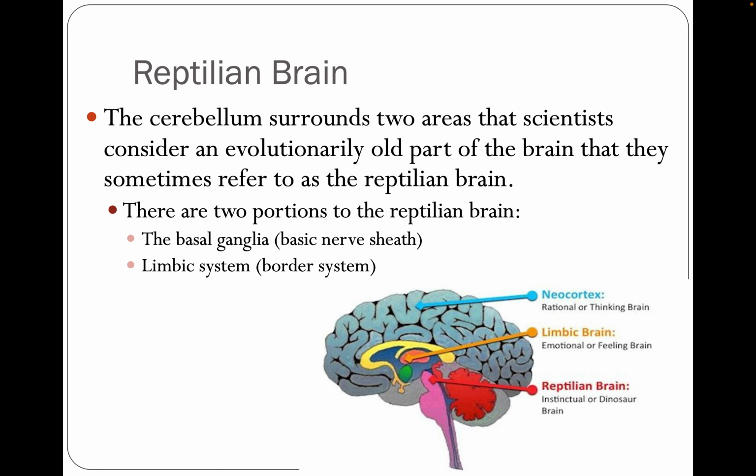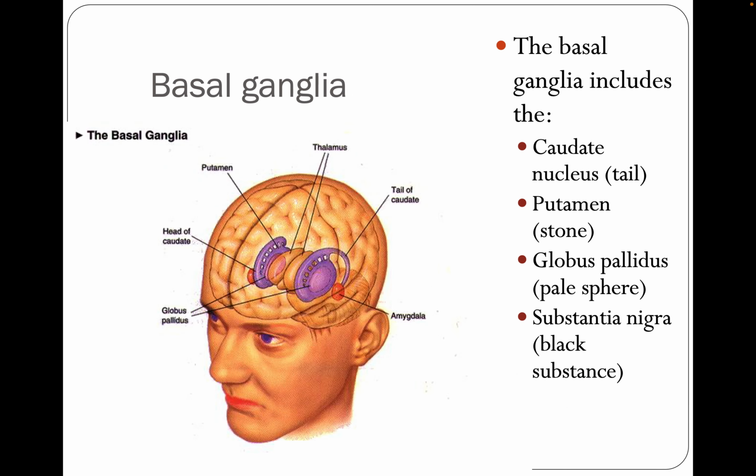The cerebellum surrounds two areas that scientists consider an evolutionarily old part of the brain that they sometimes refer to as the reptilian brain. There are two portions of the reptilian brain: the basal ganglia, which means the basic nerve sheath, and limbic system, the border system. So there are two structures, the limbic brain and the basal ganglia, which is the reptilian brain.